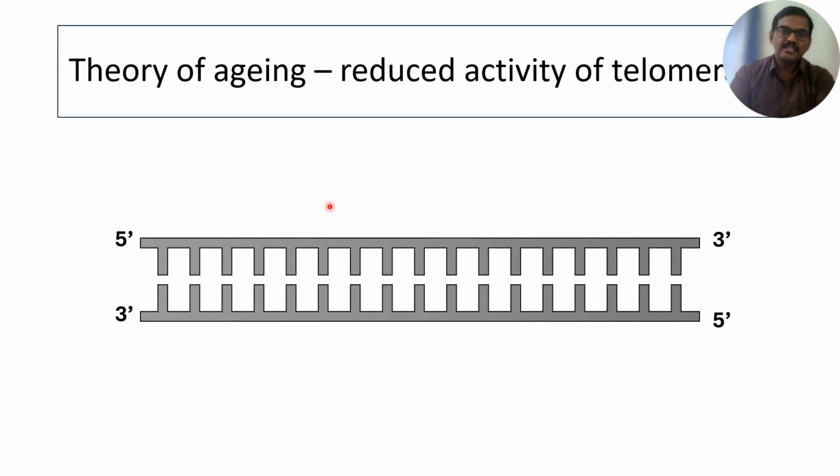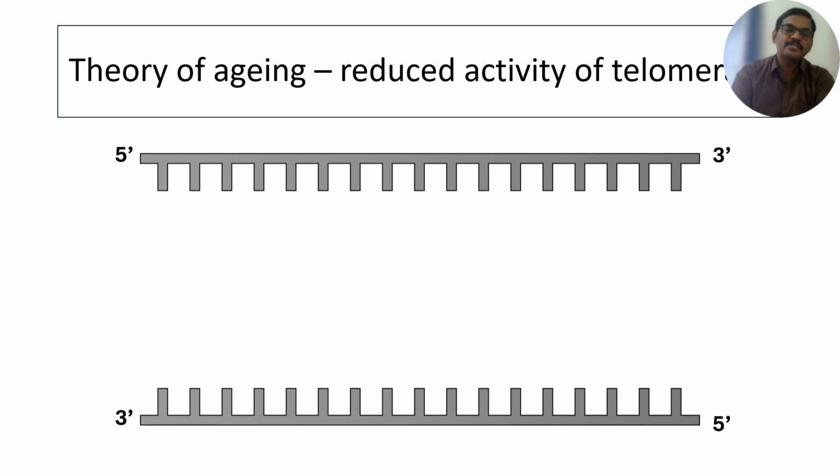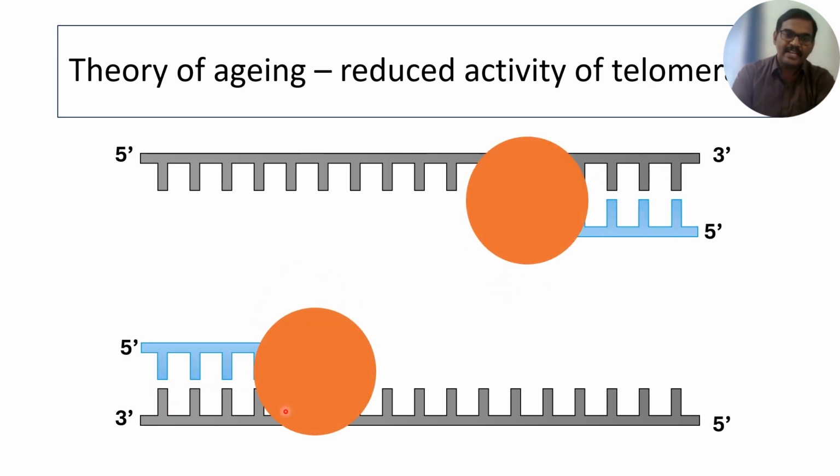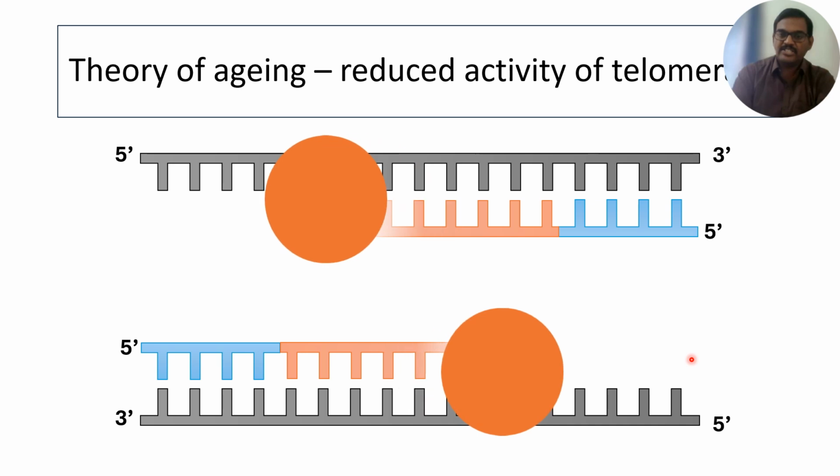The third theory is reduced activity of telomerase. So what is meant by telomerase? In replication, you might have learned in the first stage of replication, the double-stranded DNA will split to form single-stranded DNA. Following this, at the 3' end of the template strand, a primer will be added. And following this, DNA polymerase will get attached to the single-stranded DNA, and it will start producing the new strand from the 5' end to the 3' end.